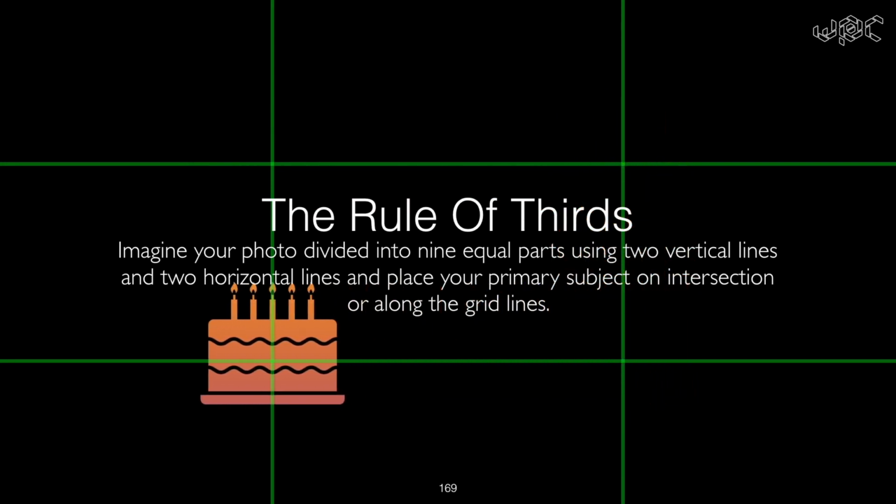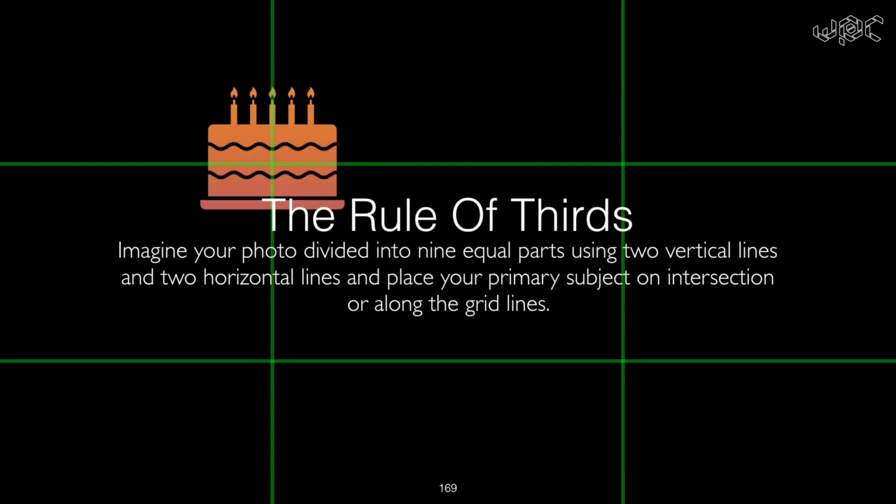By placing your subject a little away from the center, you are making the composition more interesting and leaving the entire canvas to be filled with subjects to highlight your primary subject. Let's look at a few examples.